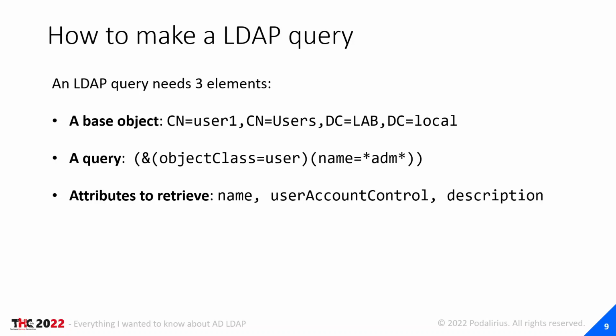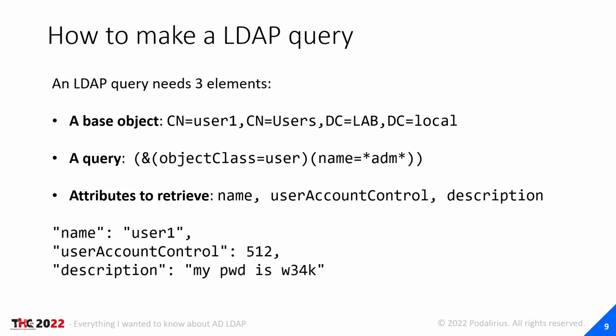So for example, here, if I do a query with all these elements, we are going to get in return only this. So we are going to only have the specific attributes we ask for: name, user account control, description, and their values. So user 1, 512, and my password is weak.